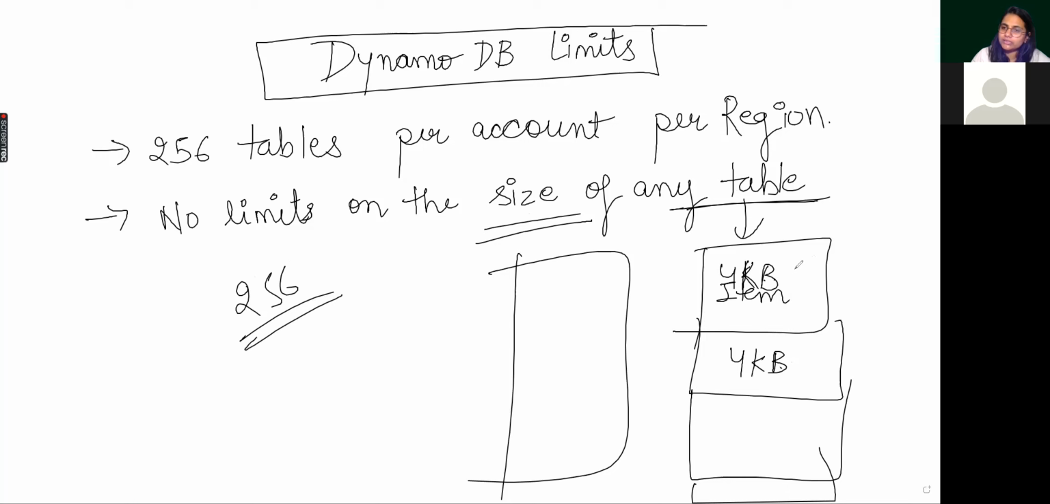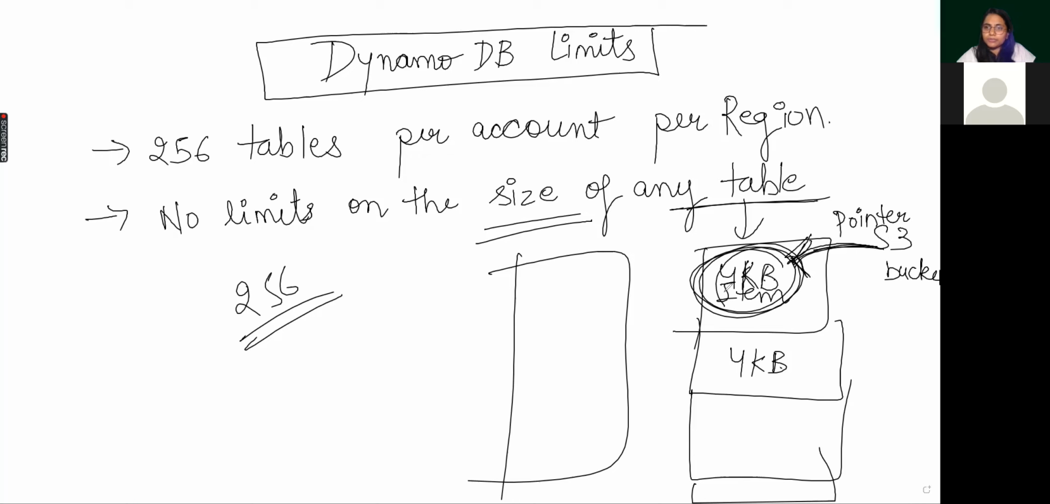And if you want to increase the item size, then you can use an S3 bucket and point it to DynamoDB. You can add a pointer here that this S3 bucket is related to this table. So this space can also be increased. So that's all about the DynamoDB theoretical part.